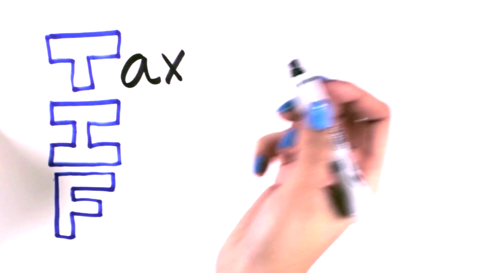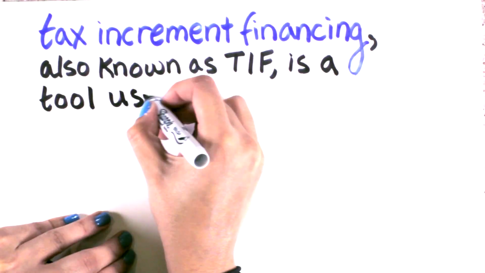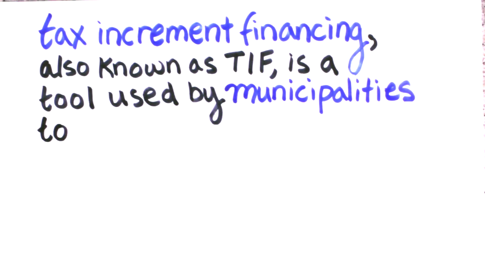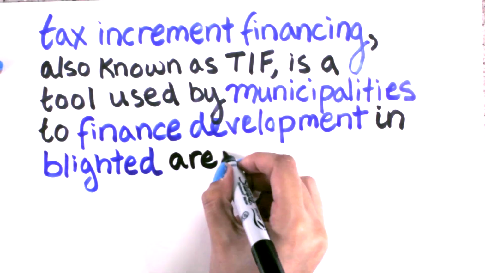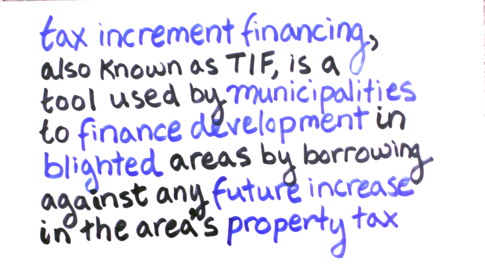TIF stands for Tax Increment Financing. Tax increment financing, also known as TIF, is a tool used by municipalities to finance development in blighted areas by borrowing against any future increase in the area's property tax.